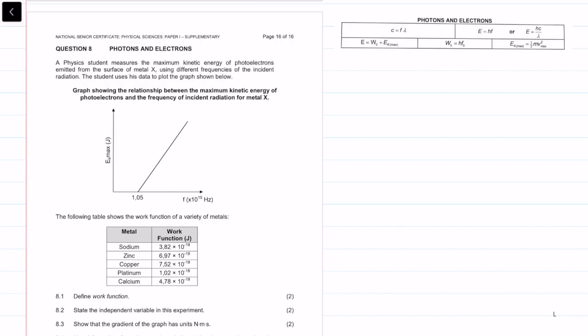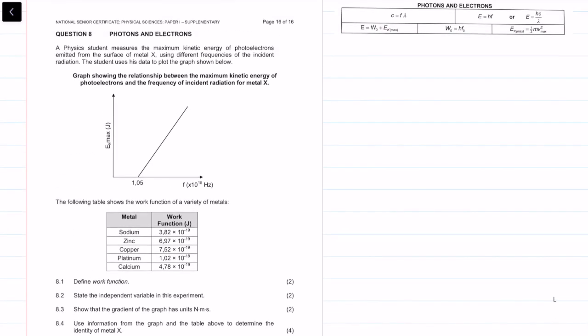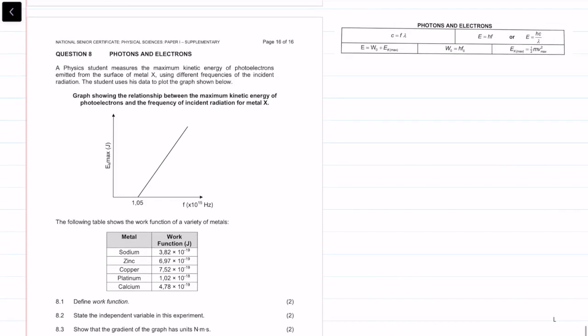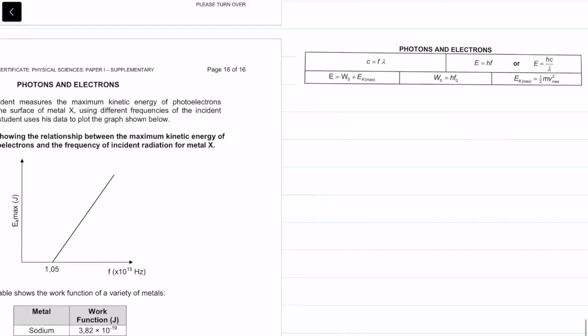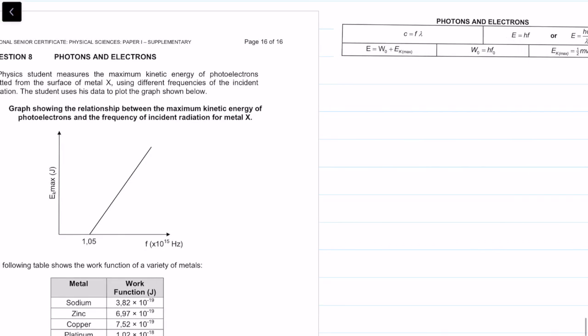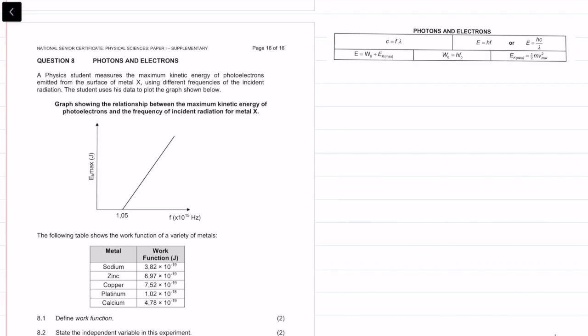This video covers the 2019 supplementary exam, question 8, a nice and short question worth 16 marks, on photons and electrons. I've copied the part of the formula sheet that we get. So let's get into reading the question.